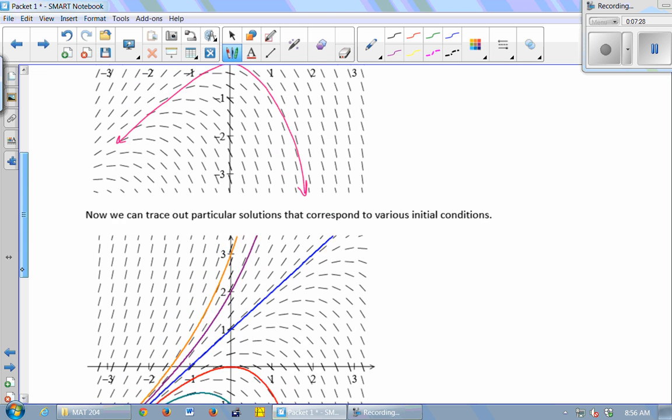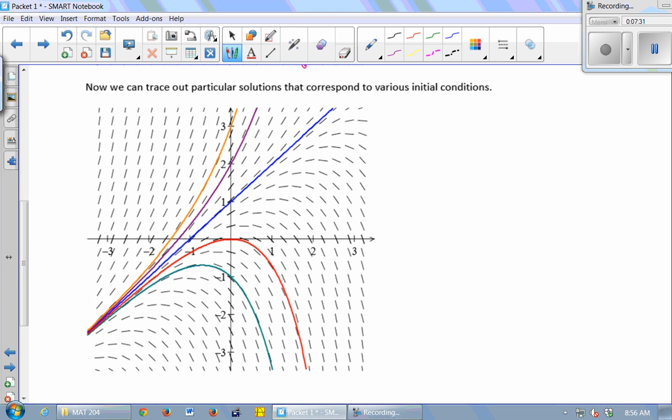Okay, so here are a few solutions that correspond to different initial values. Because remember, there are an infinite number of solutions to the differential equation, all depending on what the initial value is. So I've got 5 different initial values plotted out there.